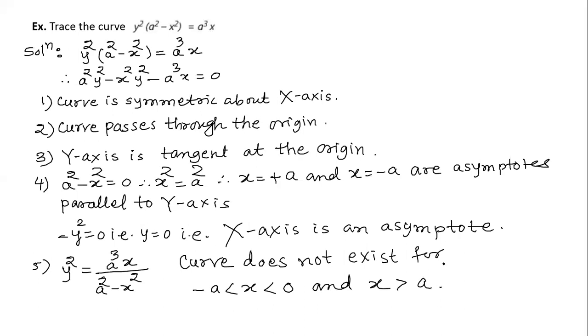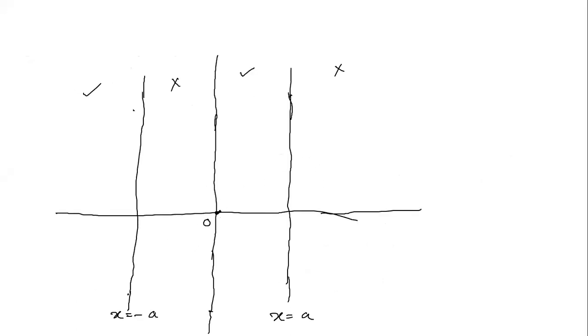Now we have covered all the properties. So let us try to draw the curve. Y-axis is tangent at origin. This is origin, and y-axis is tangent at origin. So whether from left side or right side, at left side the curve does not exist. So the tangent must be like this. It must be like this.